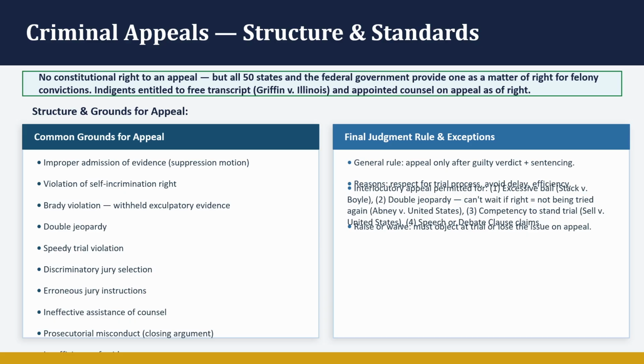The raise or waive rule requires defendants to object to errors at trial to preserve them for appeal. If you don't object, you're deemed to have waived the issue. This promotes efficiency and gives trial judges the opportunity to correct errors before they taint the verdict.